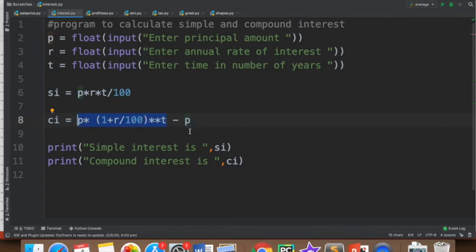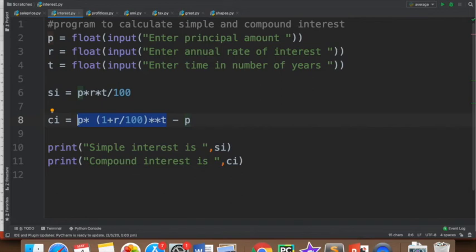And now we have our results ready and well calculated in SI and CI for simple interest and compound interest respectively. So I just print the same on the screen here. So I print that simple interest is this much, compound interest is this much.